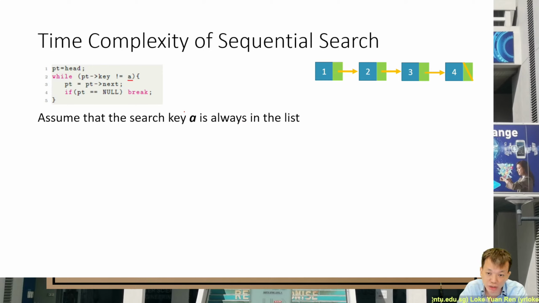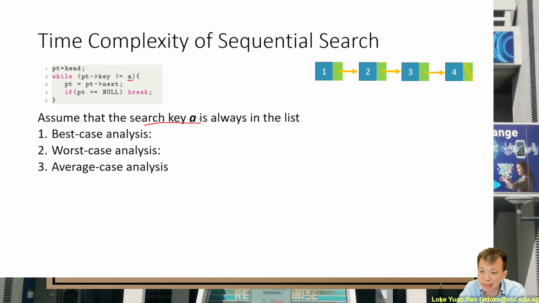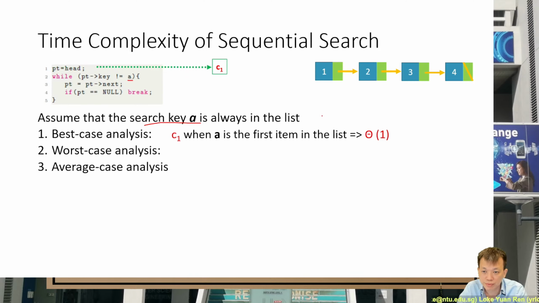So here I first consider that my search key A is always in the linked list. In that case, what is the best case? It is the first item. I just need to run in constant time, finish, end. So in the best case scenario, if I assume the search key is always in the list, the time complexity of the best case is big theta 1.